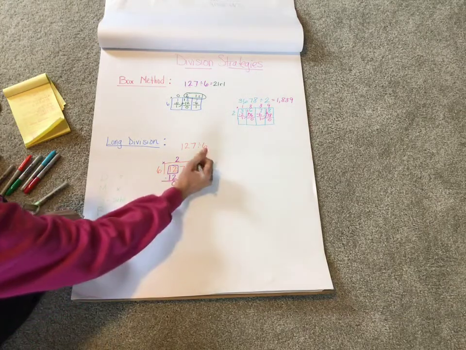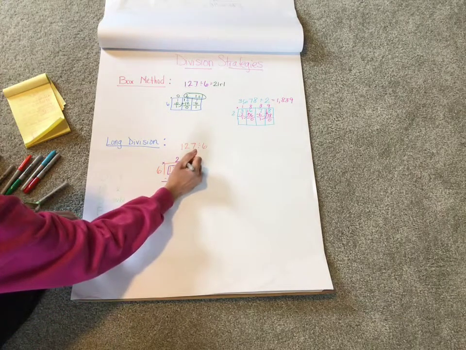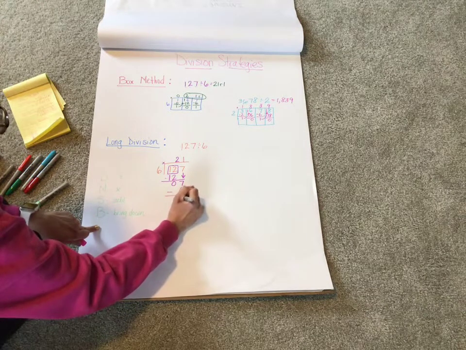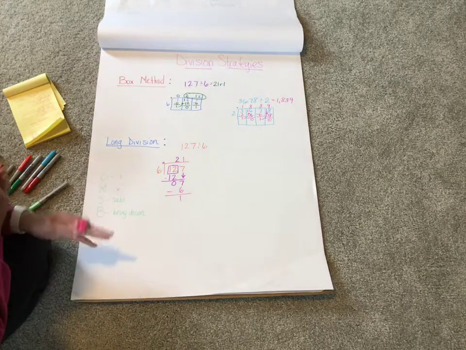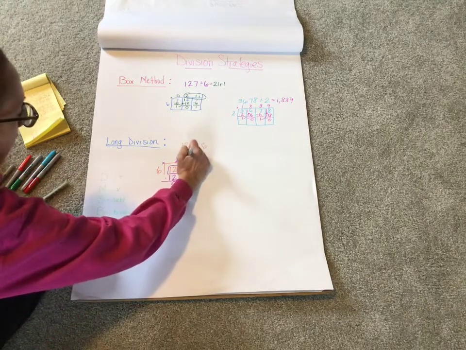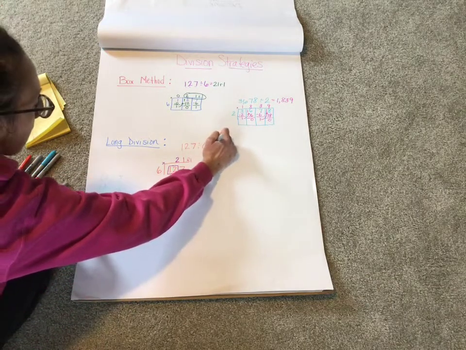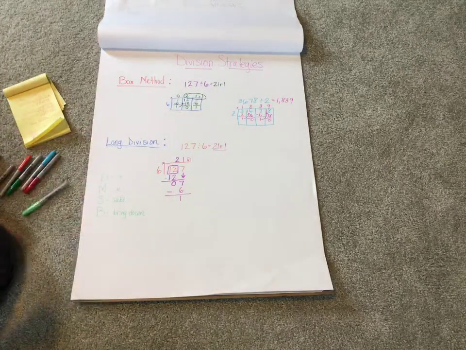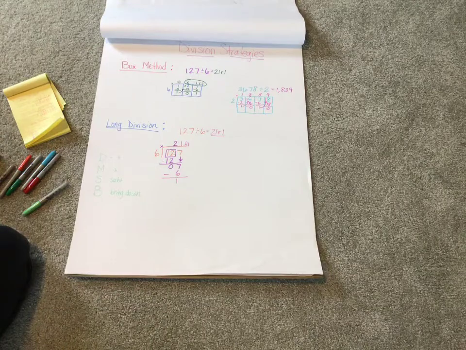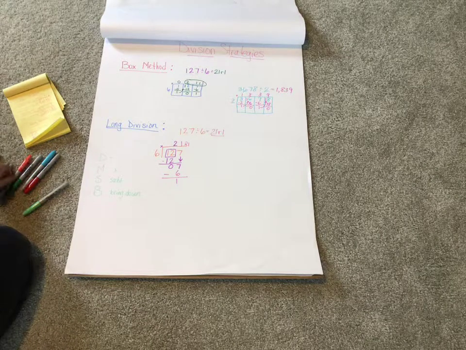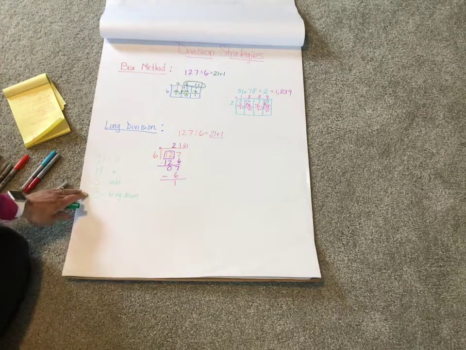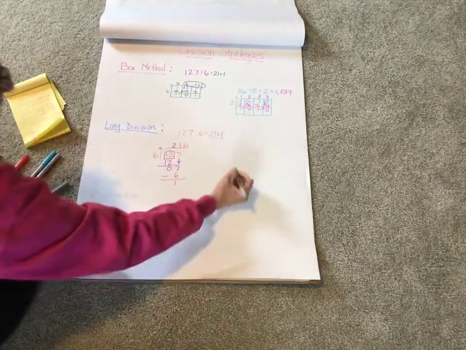6 can go into 7 one time. 1 times 6 is 6. Subtract. Bring down my number. That's my remainder. So I add it up here. 21, remainder 1, and that's what we got up here. Okay, let's try this again, keeping in mind our acronym, and we're going to use this bigger number over here.